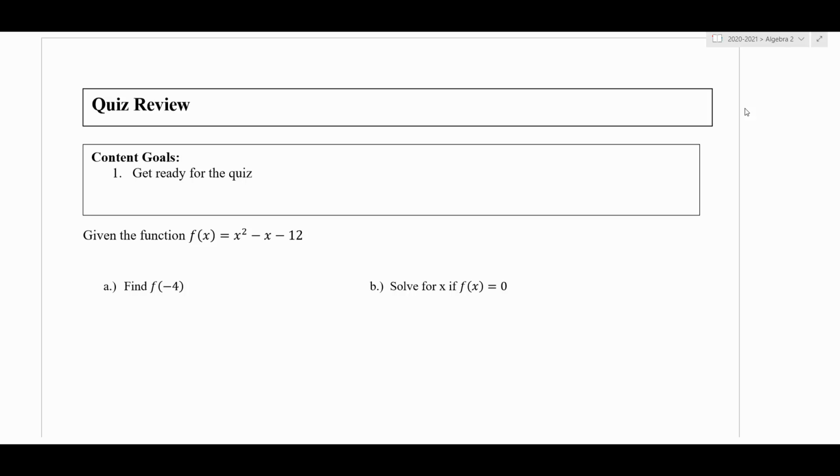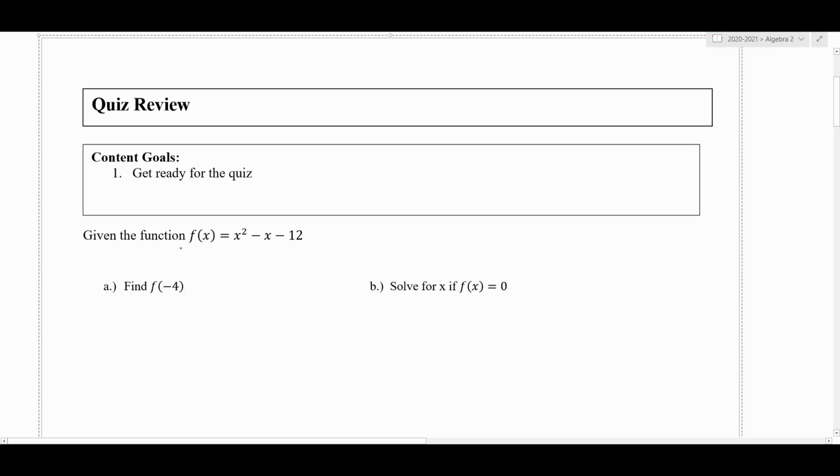You might need to go back through some of the previous lessons to make sure that you see some of the other similar problems that might be on the quiz at the end of this week. And I'm going to talk about some problems here today that I think you should probably review, make sure you know really well, so that you do well on the quiz. All right, so that's our goal for today. Just get ready for the quiz.